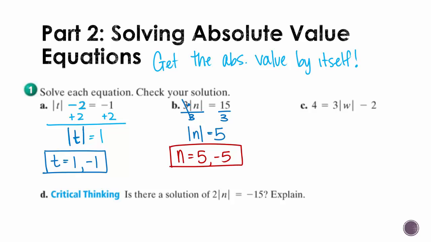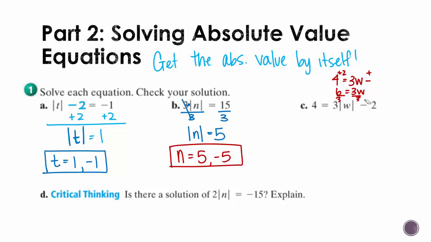All right, this one's a little trickier, but pretend that your problem just looked like this. We'll even make it a W. What would you do first? Hopefully you're saying add 2 to both sides, and then you divide by 3.